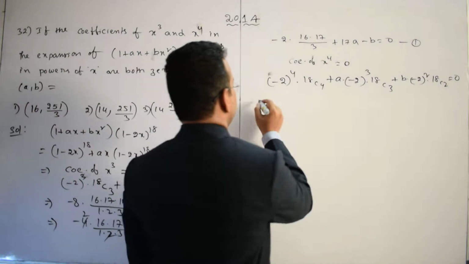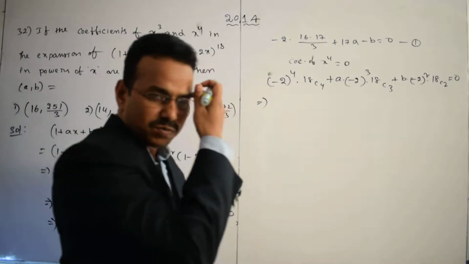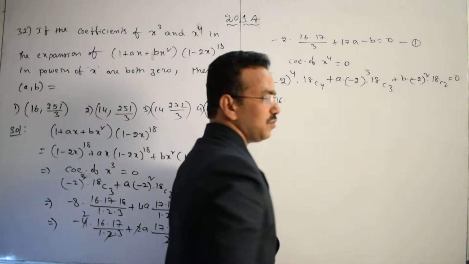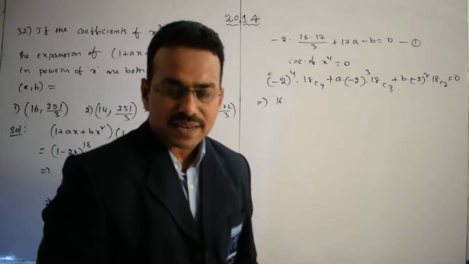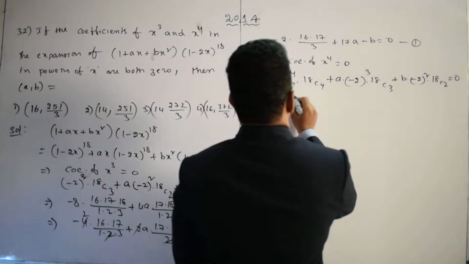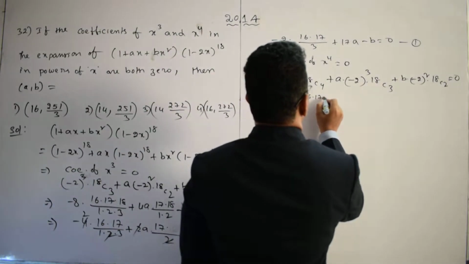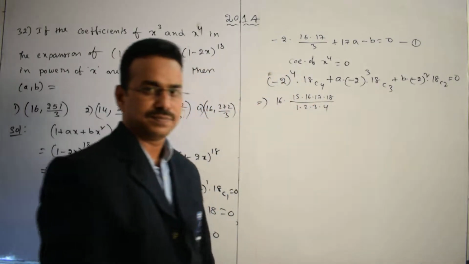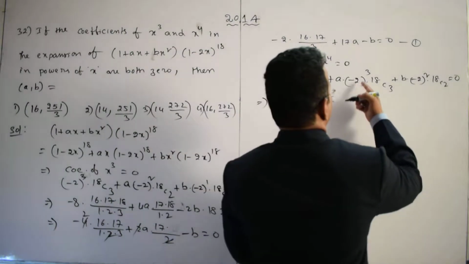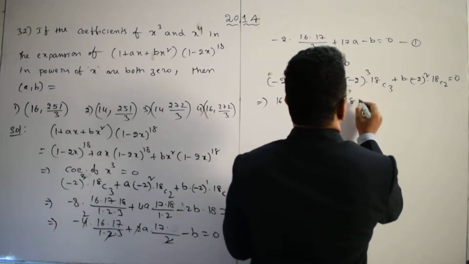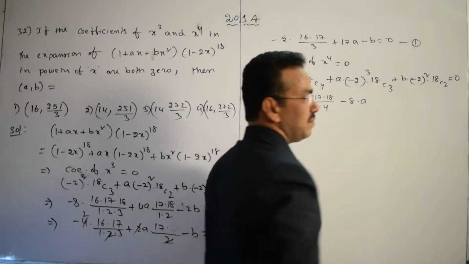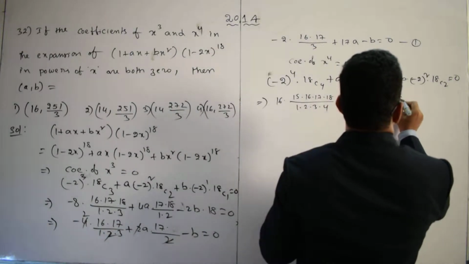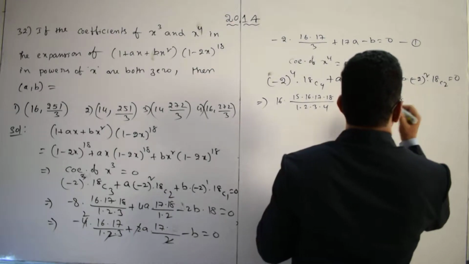Now let's expand. This implies (-2)^4 is 16, 16 into, here 18C4 means 18 minus 4, 14 factorial gets cancelled. Finally we will get 15 into 16 into 17 into 18 by 1 into 2 into 3 into 4. Next, (-2)^3 means minus 8, minus 8a. Here 15 factorial gets cancelled, 16, 17, 18 by 1 into 2 into 3.